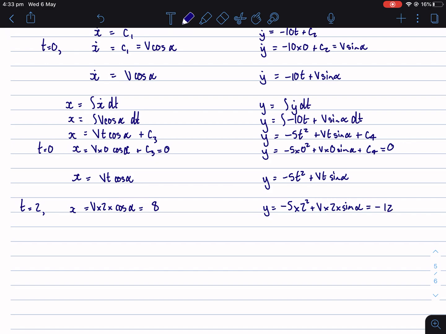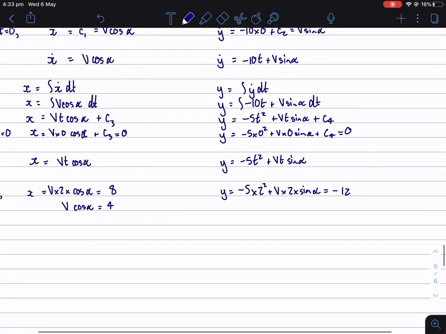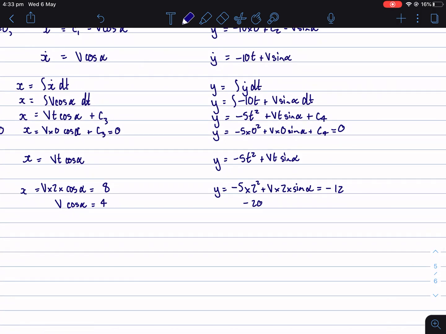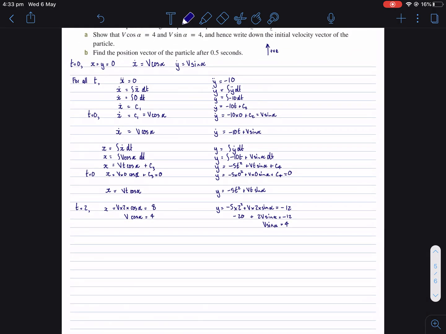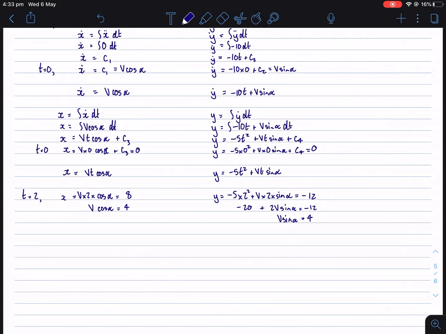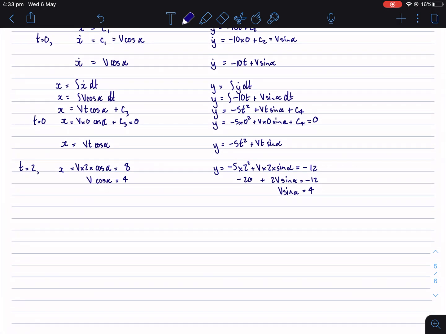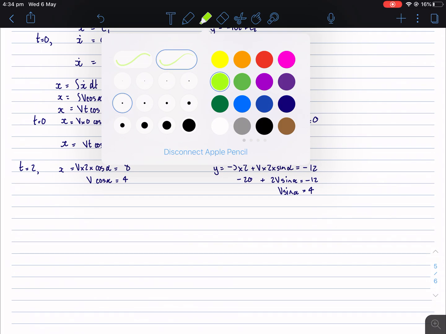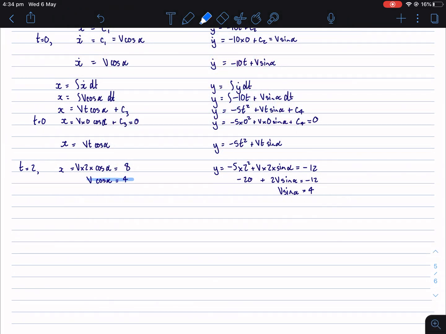So this is v cos alpha equals 8 divided by 2, which is 4. This one's negative 20 plus 2v sine alpha equals negative 12. Plus 20 to both sides, and divide by 2, I get v sine alpha also equals 4. Handy. Which means I can replace my v cos alpha and the v sine alpha with 4.